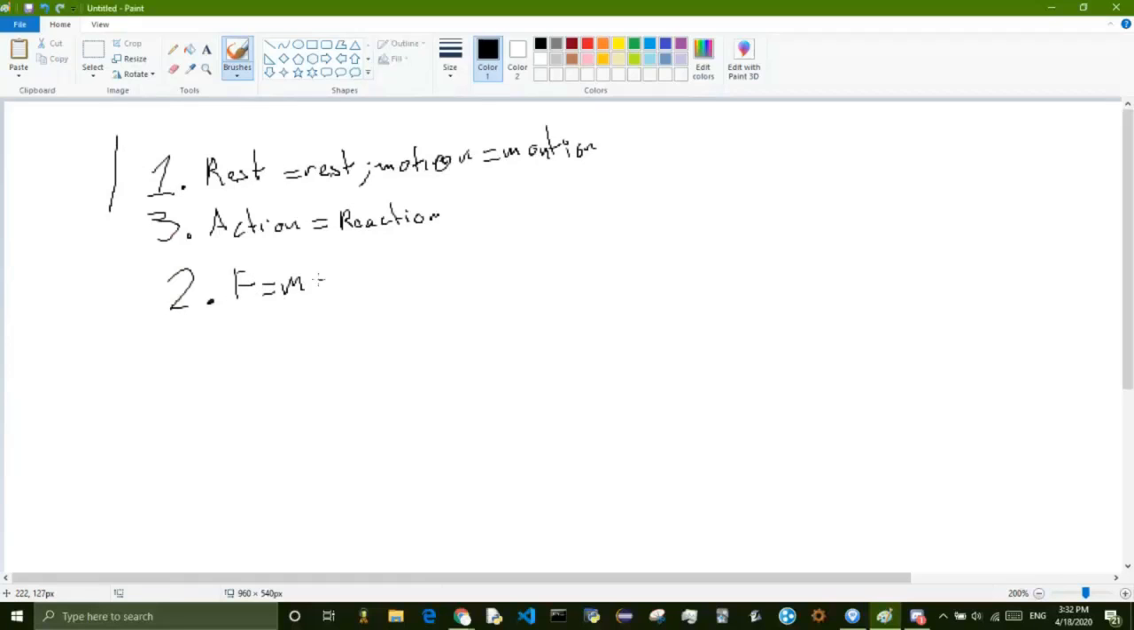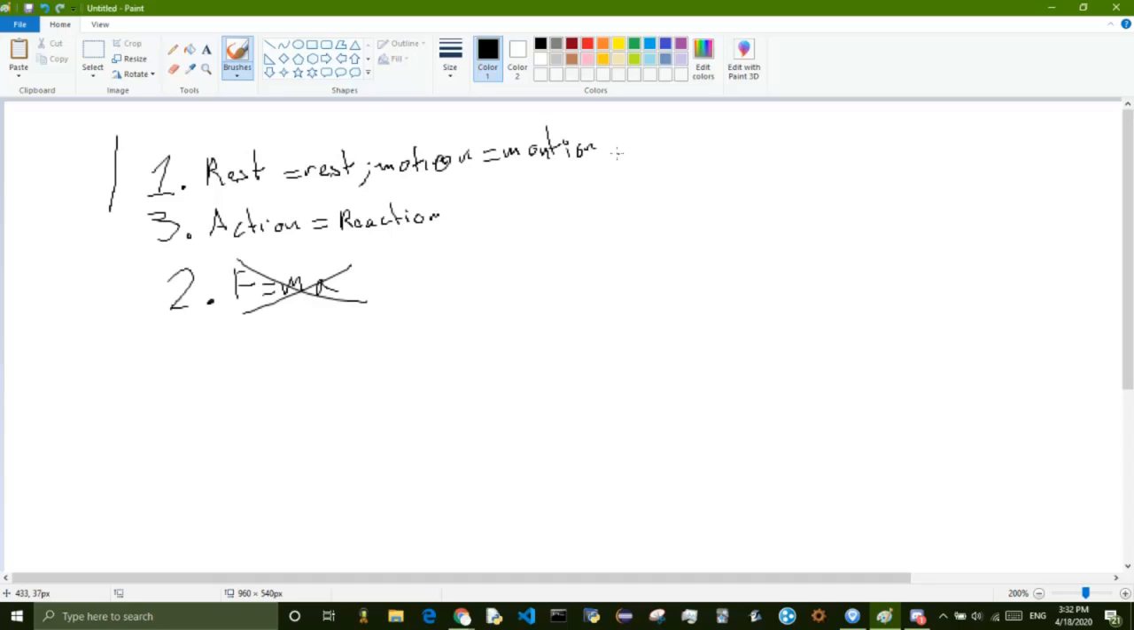But this is actually not how it is in original form. The reason is this is quite unintuitive. Where is the acceleration coming from? Where is the mass coming from? It doesn't quite make sense. And in fact, this is less general than the form I'm about to show you. So rest equals rest, motion equals motion. It describes something that's being accelerated, or rather having its path changed.